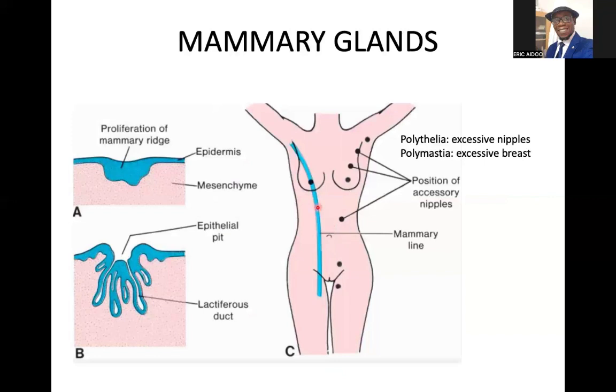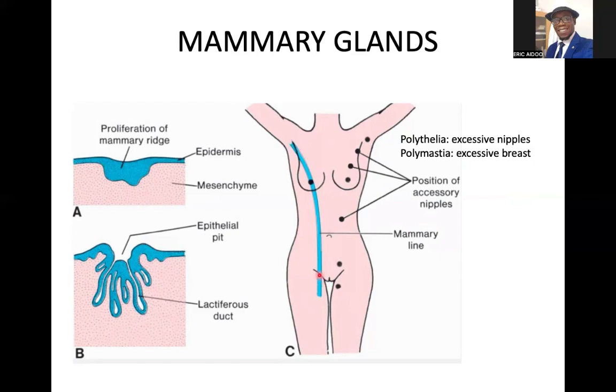So sometimes too, you may have excessive breast or nipples. During the development of the mammary gland, there is this line, which is a potential line that can develop into breast or nipples, that is known as the mammary line. Okay, so all these black dots, positions of accessory nipples, are actually potential sites for developing into breast. So we call this the mammary line, which starts all the way from the axillary region to the groin.